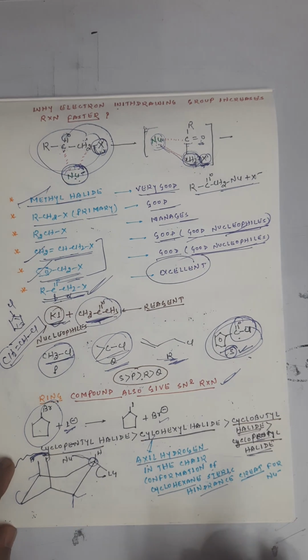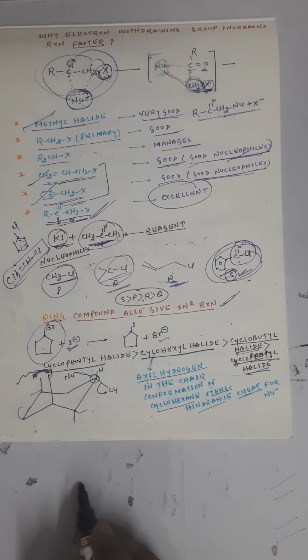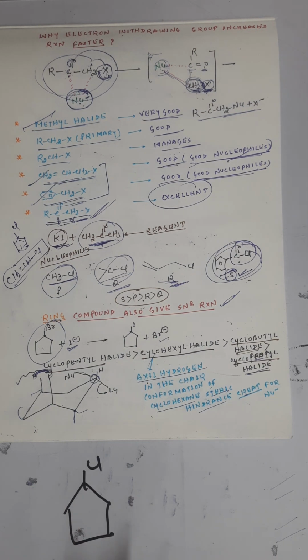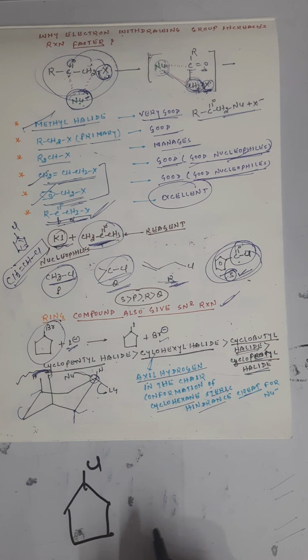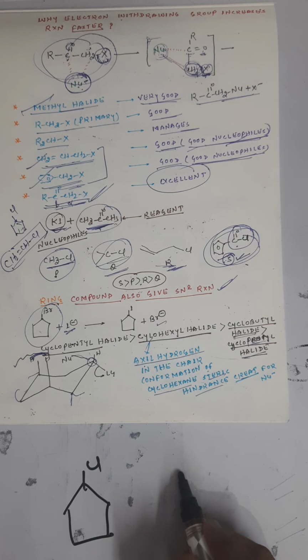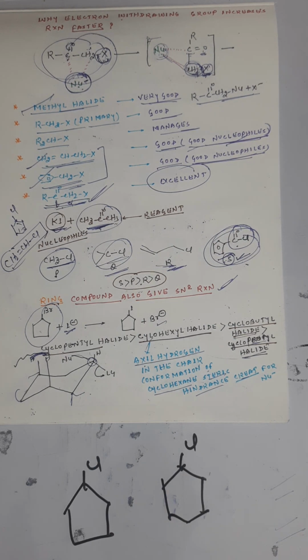Clear? One more thing, suppose I ask you this question here. Chloro, here are cyclopentane and cyclopentyl chlorides, and here is the cyclohexane chloride I have written. Okay, so now my question is, where will SN2 occur faster, in cyclopentyl halides or cyclohexyl halides?